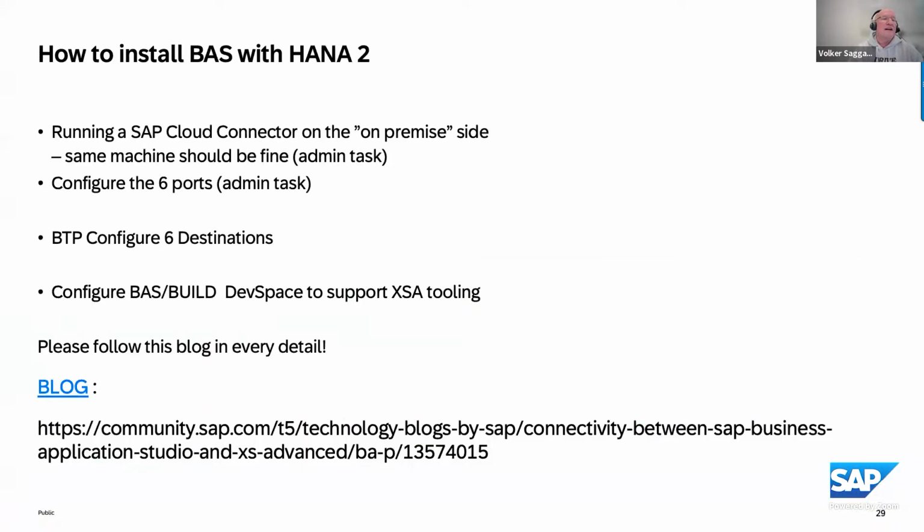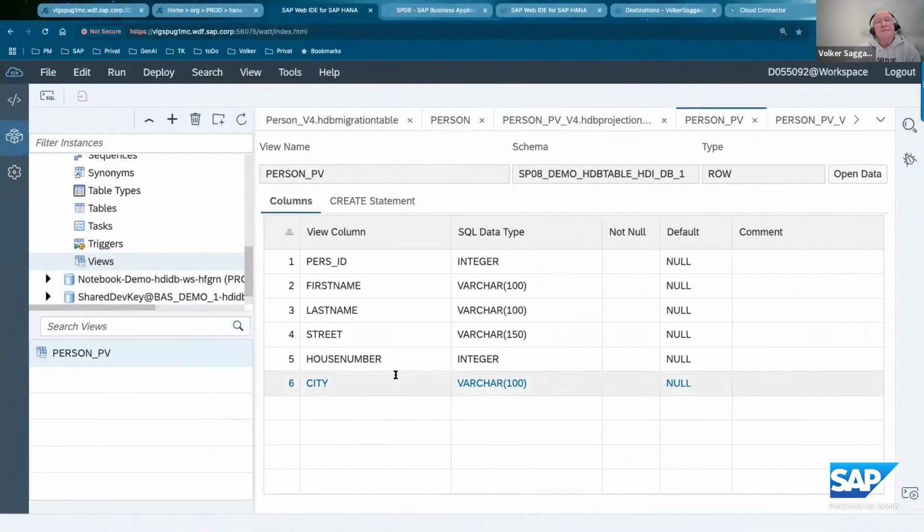So what you can have is you can have BAS working with HANA 2. What you need is a cloud connector. You need 6 so-called destinations, and you have to configure the XSA tooling inside BAS to make that enabled, also to help you with migrations. But then you're good to go. So let's see how that is working. And just let me move this away if I can.